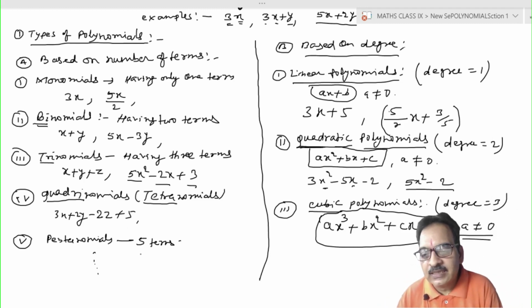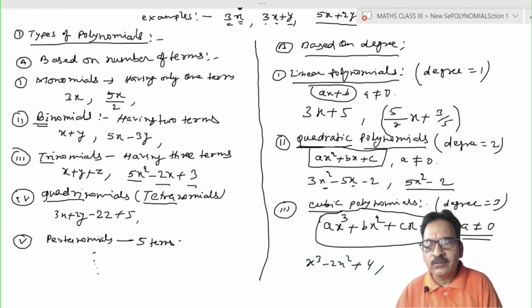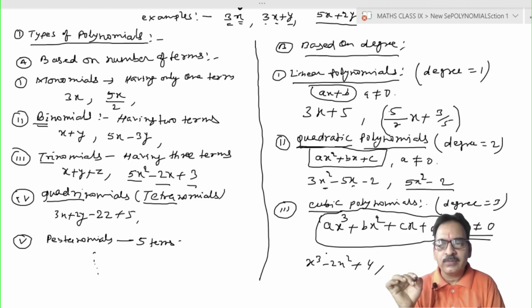So here we are taking an example. To understand, we can write x cubed minus 2x squared plus 4. This is a cubic polynomial because the variable is x. Here power is 2, here power is 3. So the maximum power is 3. So it should be cubic.